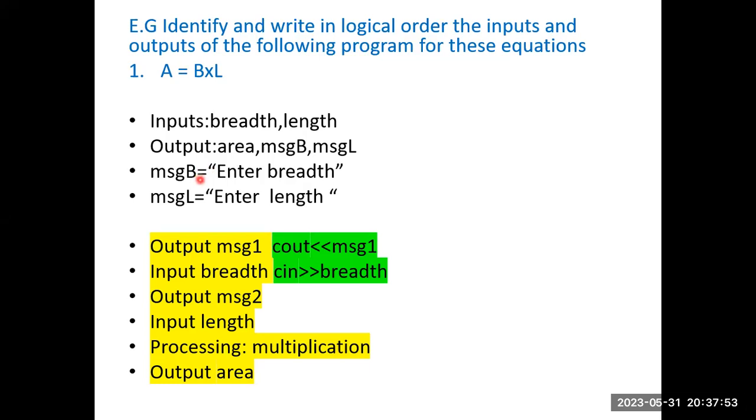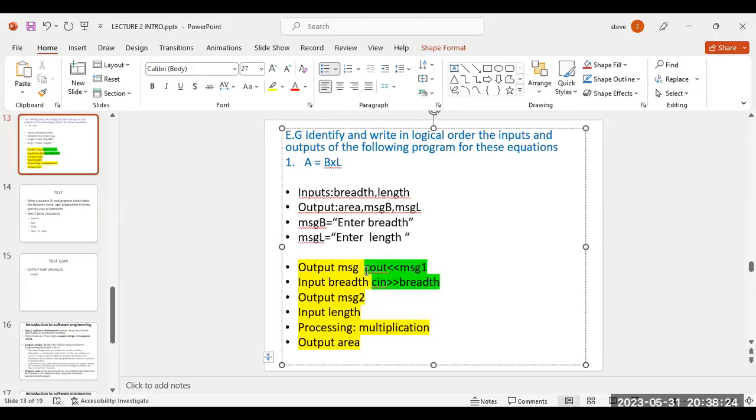So this assignment operator is storing this string. That is why you see it in quotes. The quote means it's a string of characters, which is enter breadth. Then MSGL is also storing the string enter length. So when I say output, I bring this command output MSG B. Forgive me, let me make the changes. So immediately I bring output MSG B, the person will see that message on the screen, enter breadth.